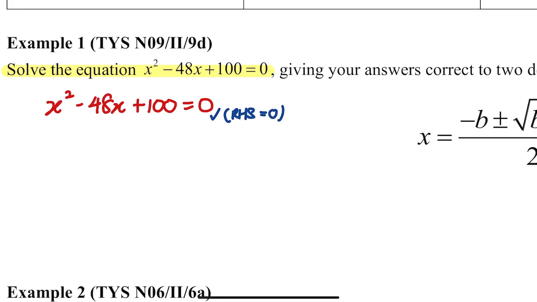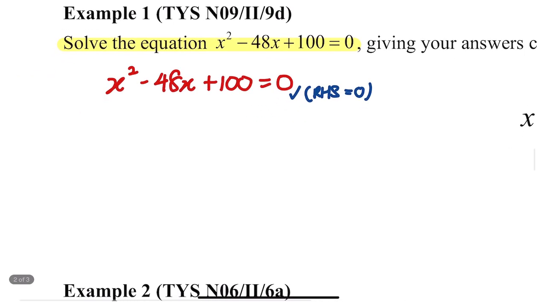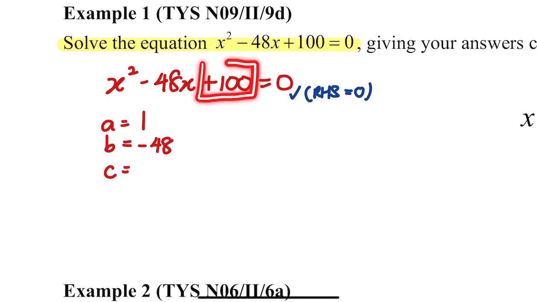Once I've ensured that, my next step is to identify your A, B, and C. So let's look at it from here. A is your coefficient of x squared, which is this number here, an invisible 1. B is your coefficient of x. In this case, remember it includes the sign, so this is negative 48. And your C is your number here. In this case, it is 100.